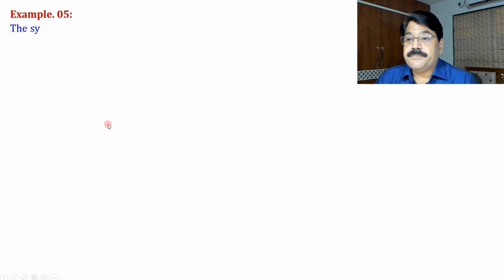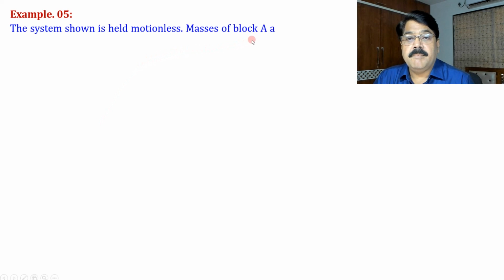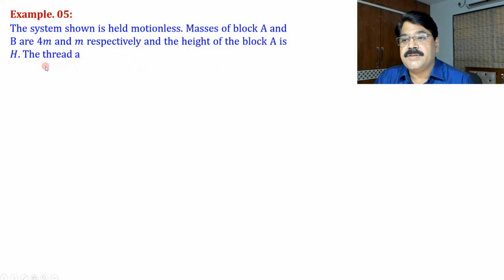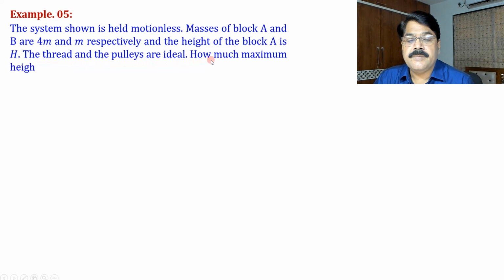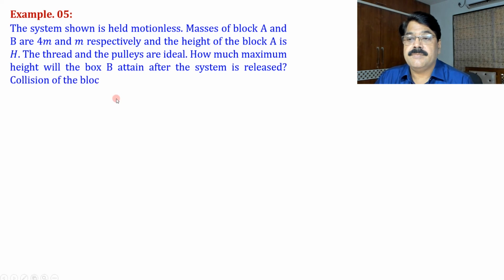Example 5. The system shown is held motionless. Masses of the blocks A and B are 4m and m respectively, and the height of the block A is capital H. The thread and pulleys are ideal. How much maximum height will the block B attain after the system is released? Collision of the block A with the floor is perfectly inelastic.